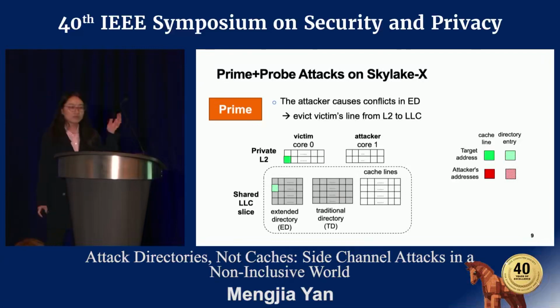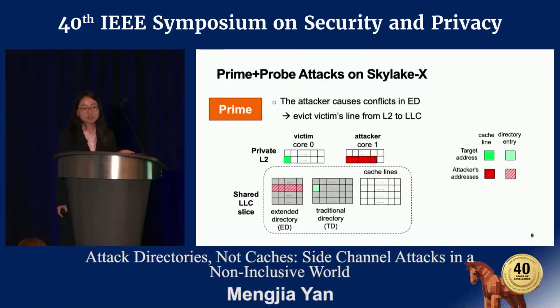First, the victim accesses a line. The hardware will insert the line into the L2, and the corresponding entry will be in the extended directory. When the attacker wants to evict this line, it will access a group of addresses mapped to the same ED set, extended directory set, as the target address. Once it fills up that set, it creates an ED conflict, and the ED conflict will evict this line to be migrated from ED to TD.